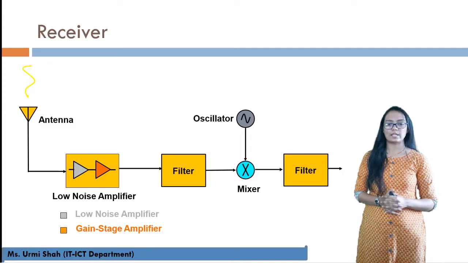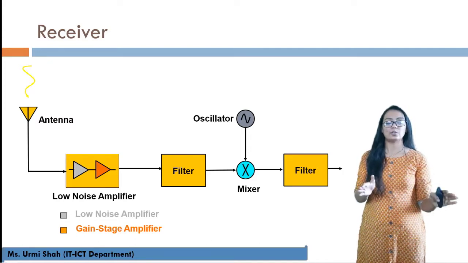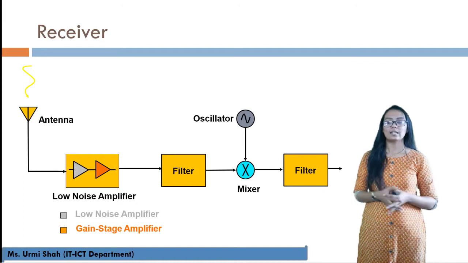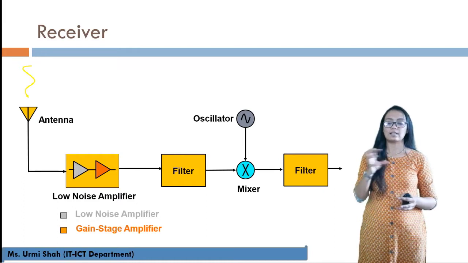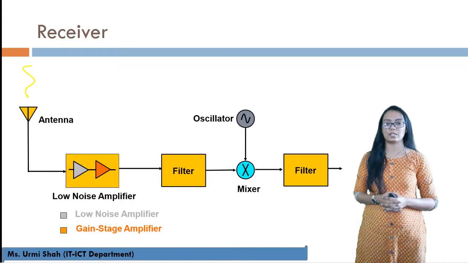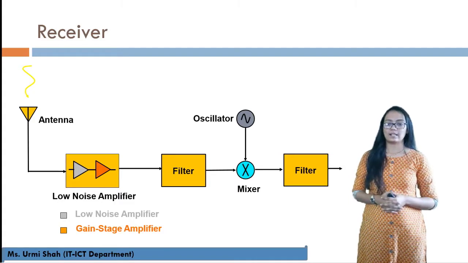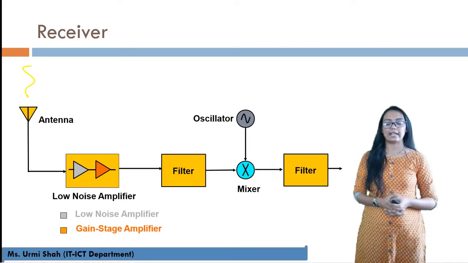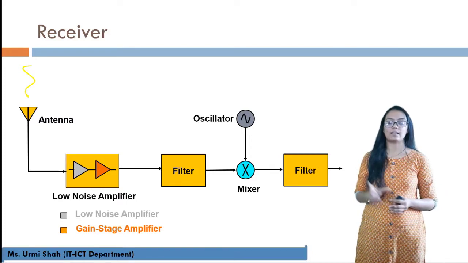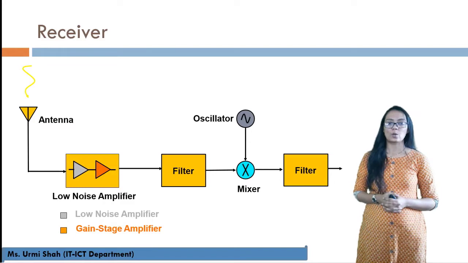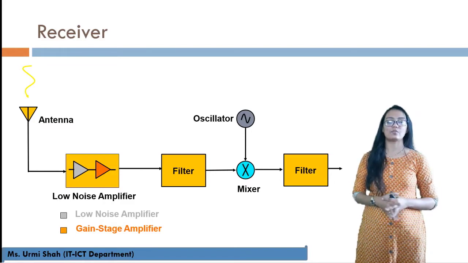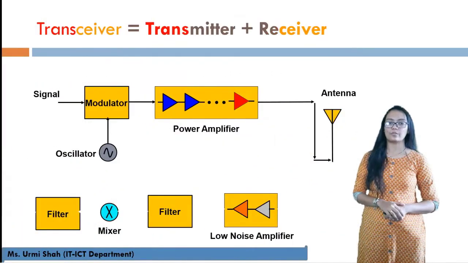Your mixer is going to separate out the message signal and your carrier signal, which were originally a combination. The modulated signal is achieved at the receiver, so it is a combination of message signal and carrier signal. So that mixer is going to differentiate your message signal and carrier signal, and at the final filter end, you will have the original message signal. So this is how the receiver block works in the form of low noise amplifier and gain stage amplifier. This is the block diagram of the receiver.